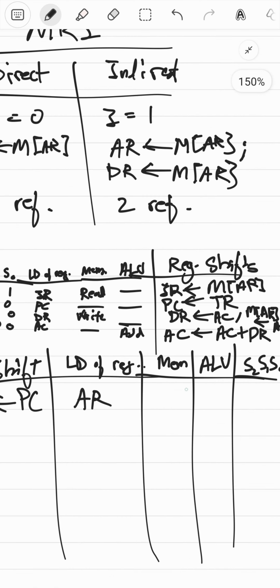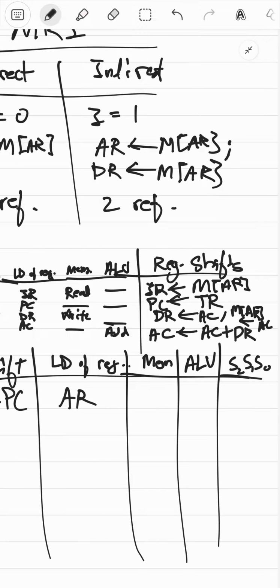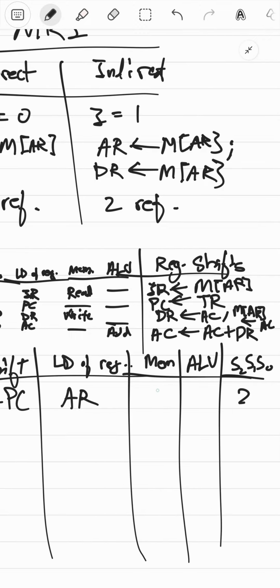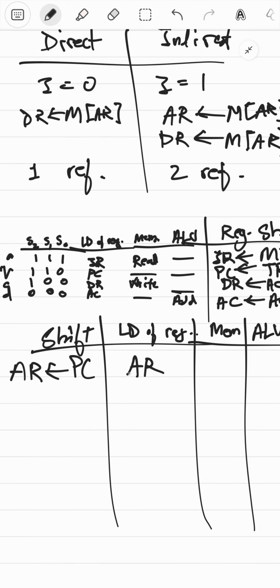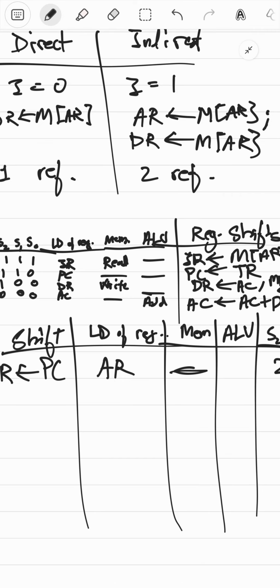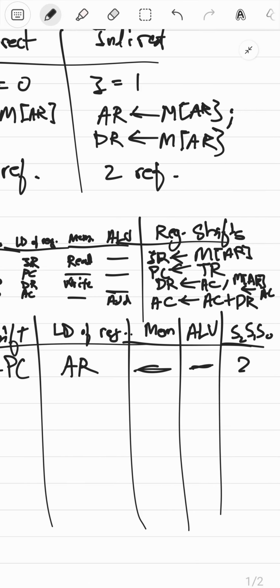Fine. I don't know about the memory, but this would be 2 basically. The memory isn't doing anything, is it? Hey, why did I say 8? Oh, because it is AR. Okay, memory is not doing anything. The ALU is also not doing anything.